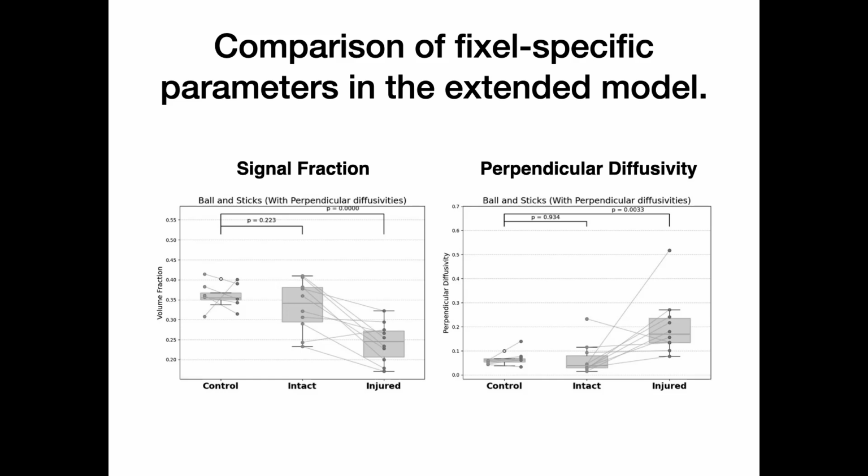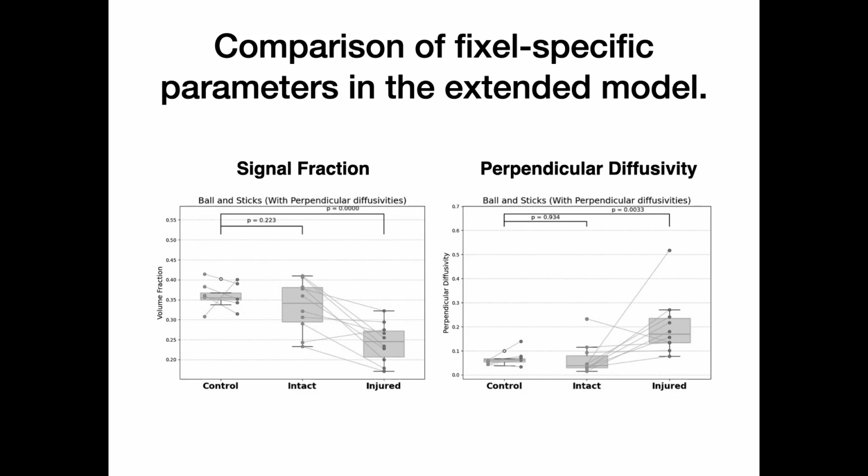Here, we show the results from fitting the extended model with signal fractions per fiber on the left and perpendicular diffusivity on the right, averaged across all the voxels in the optic chiasm area. The first box plots are from the control group where there was no injury, and the next two show the intact and injured fiber populations in the lesioned animals.